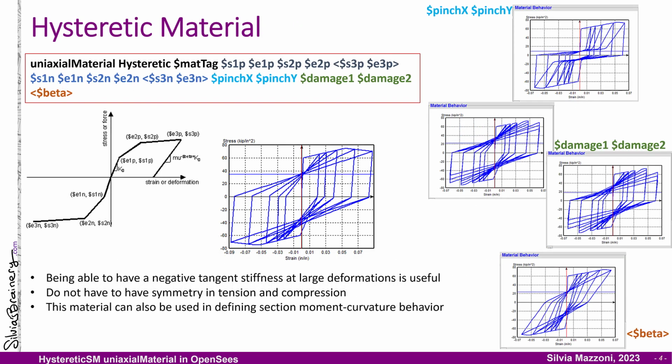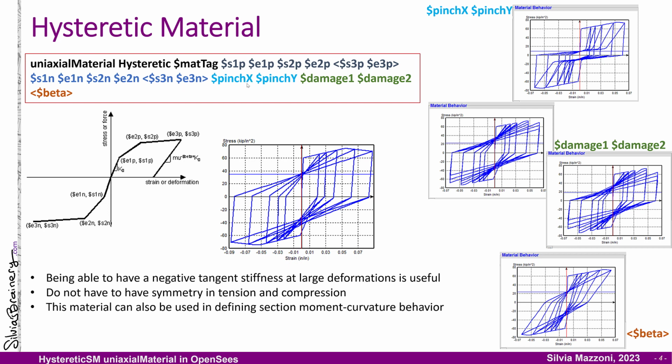Hysteretic material is the basis for HystereticSM, so I want to show you some highlights of that material itself. Here's the input from the manual. You input the envelope points. It could be bilinear, it could be trilinear, which actually can become quadrilinear. We define stress and strain for each point, and you have as many points in the positive direction as you have in the negative direction.